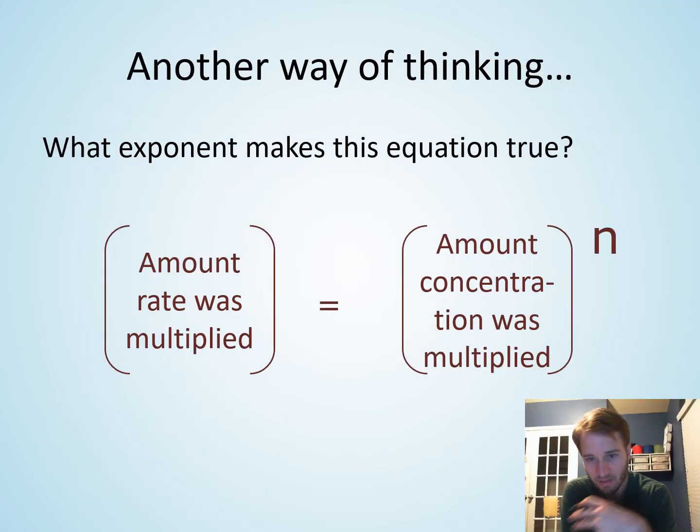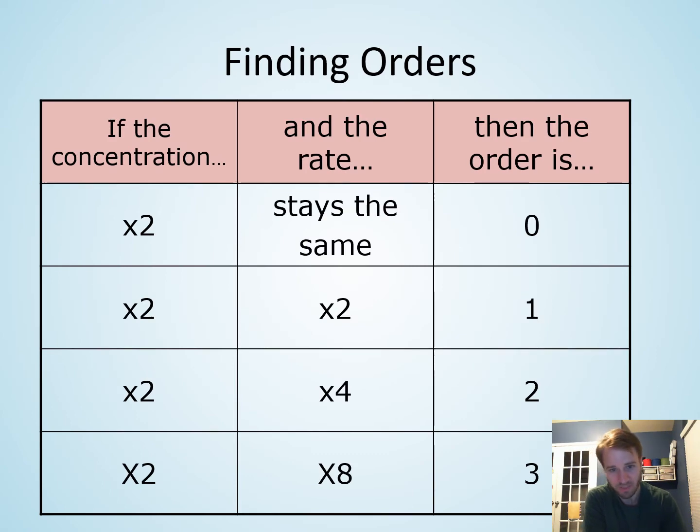And how you're thinking of this is, when you're taking these ratios, you're looking at how much the rate was multiplied versus how much the concentration was multiplied. So for example, if the concentration increases by a factor of 2, I double my concentration, I go from 1 molar to 2 molar, or 5 molar to 10 molar. If the rate stays the same, the order is going to be 0, okay. If the rate doubles, my order is going to be 1. If the rate quadruples, the order is going to be 2, and so on and so forth.